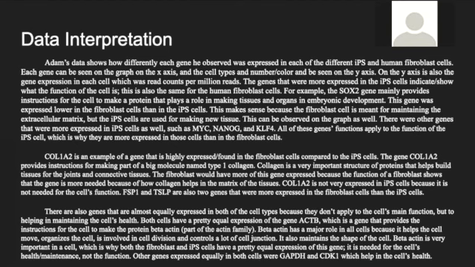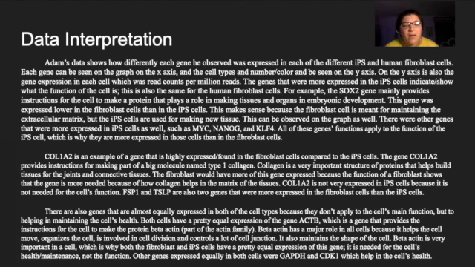COL1A2 is an example of a gene that is highly expressed and found in the fibroblast cells compared to the iPS cells. The gene COL1A2 provides instructions for making part of a big molecule named type 1 collagen. Collagen is a very important structure of proteins that helps build tissues for the joints and connective tissues.